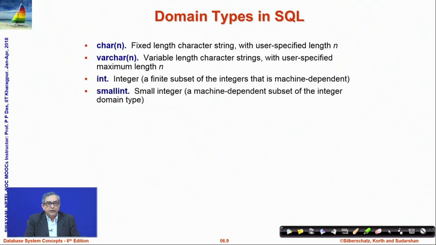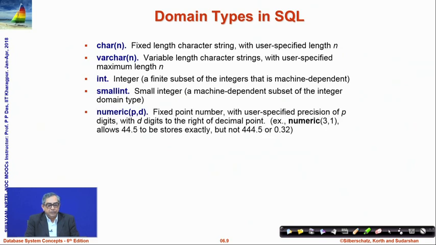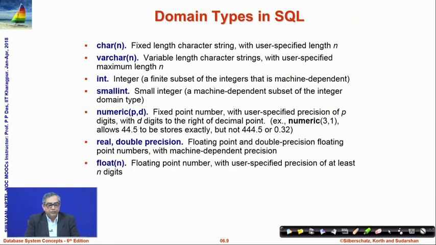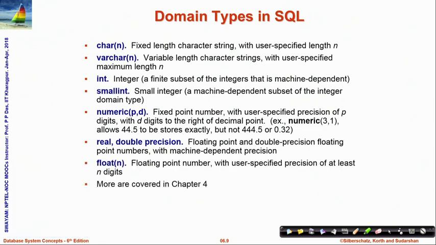Integer obviously, then small integer, which in a system may give a smaller range of integer values. Then there is a numeric type, which is often very important, which says what is the precision of the numbers that are to be stored in this format. So, D basically gives that precision value and P gives the size. Then you can have real and double precision numbers, floating point numbers and so on. And there are some more data types which we will discuss later in the course.